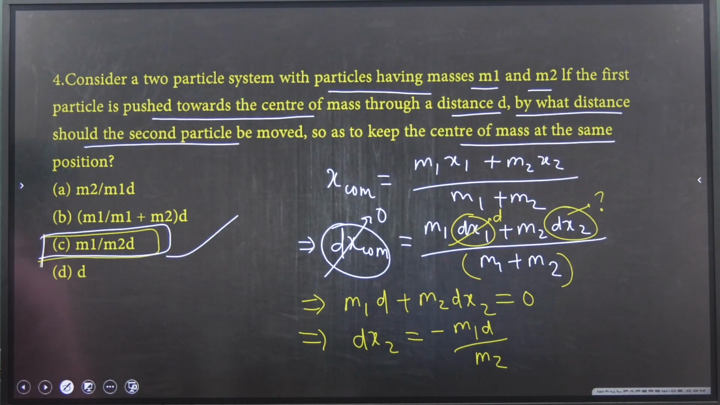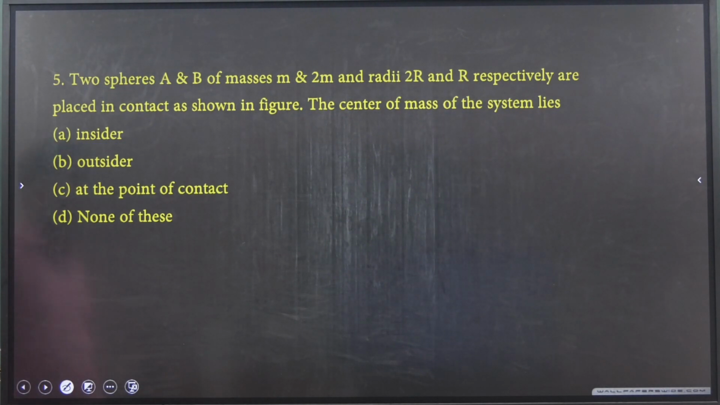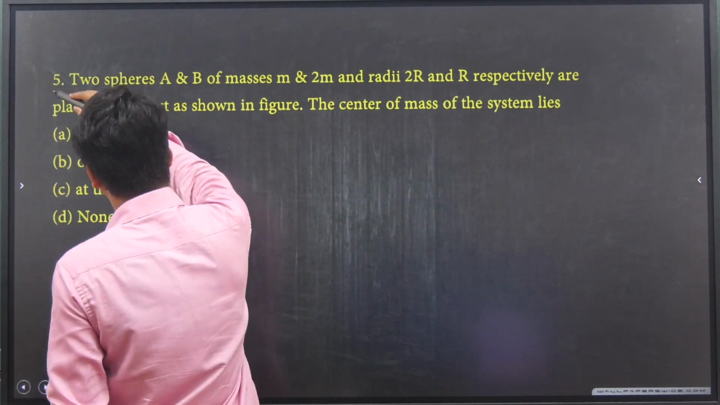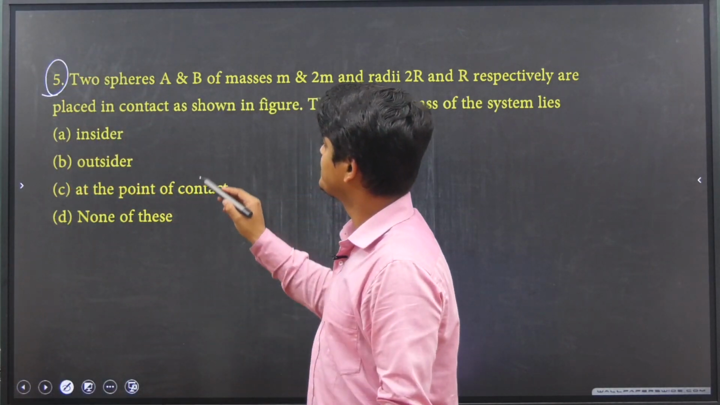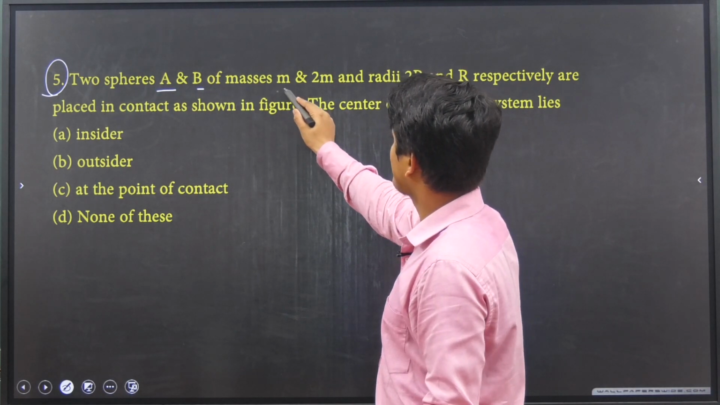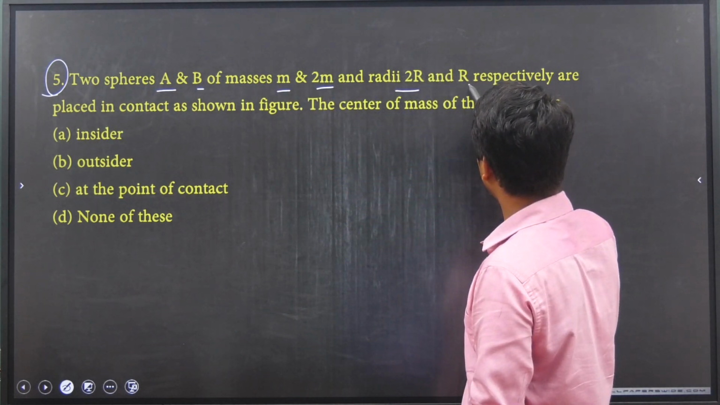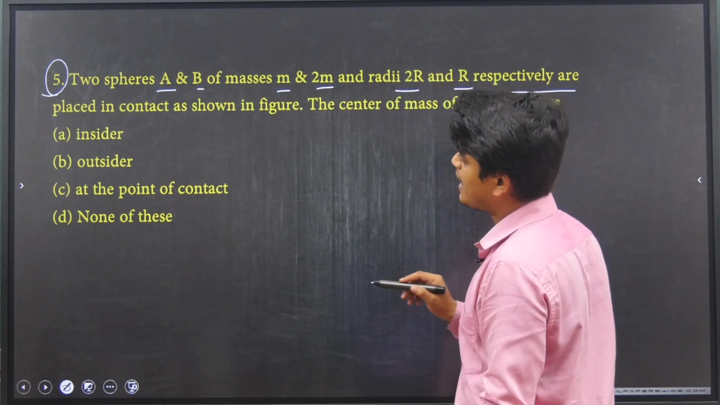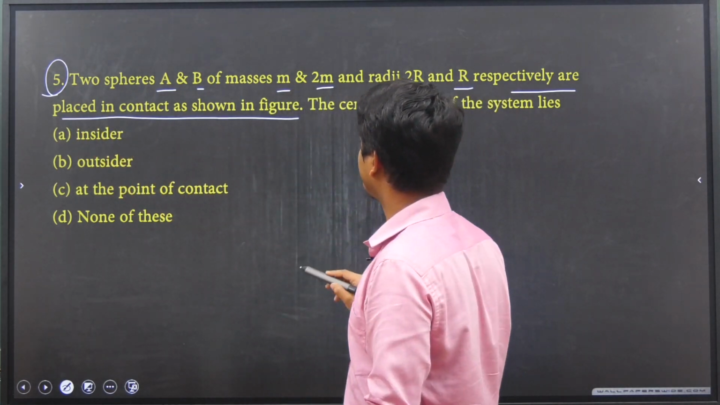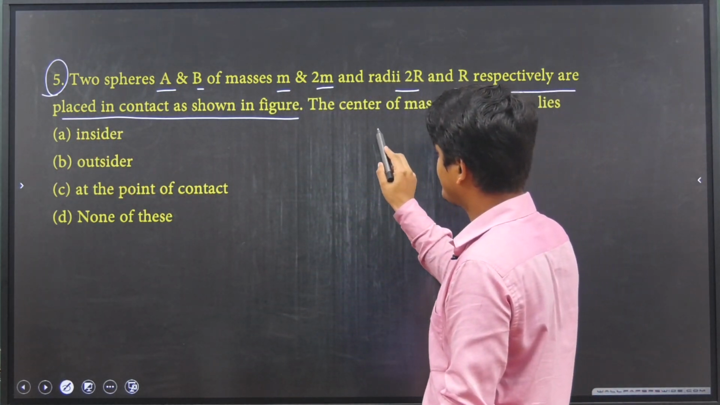Now let's move to the next question. Here question number 5. They are telling two spheres A and B of mass m, 2m and radius 2r and r respectively are placed in contact as shown in the figure. Okay, so here the figure is not given. Let me draw the figure.